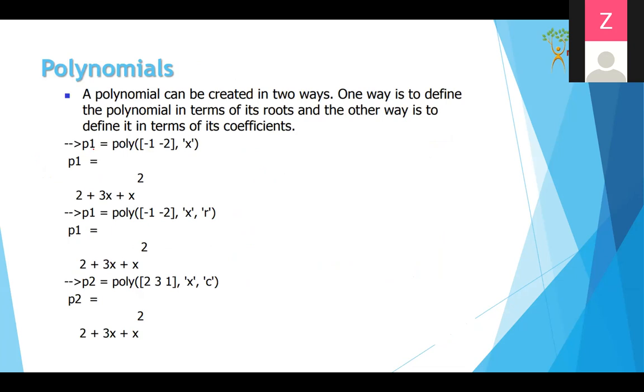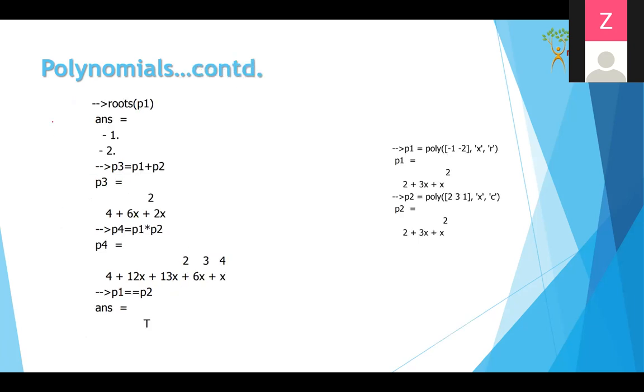Polynomials, we can define the polynomials. I shared with you how we can create polynomials either with the help of roots. If we know the roots, polynomials can be created very easily, or if we know the coefficients, then also a polynomial can be created. Now, once the polynomials are created, these polynomial equations are there, P1 and P2. Once these polynomial equations are there, we can find out the roots of the polynomial equation, or we can perform all the mathematical operations on polynomials, addition, multiplication, division. We can do the comparison of those polynomials.